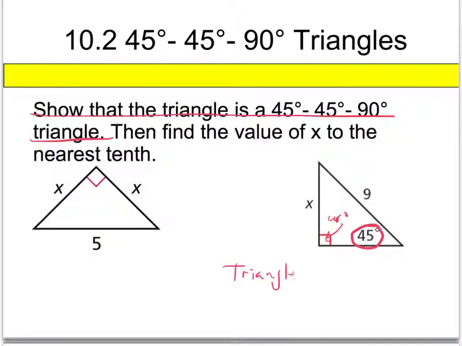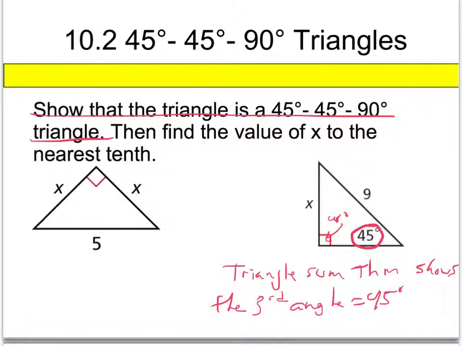So our triangle sum theorem, and again, you have to show that the triangle is a 45, 90 degree triangle by an explanation. Okay, so triangle sum theorem shows the third angle equals 45 degrees. That right there gives me a good enough definition to figure it out. Now we need to solve for x.